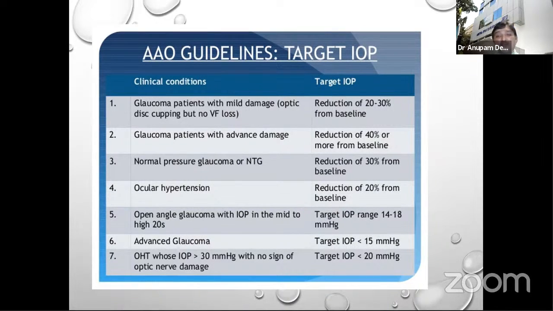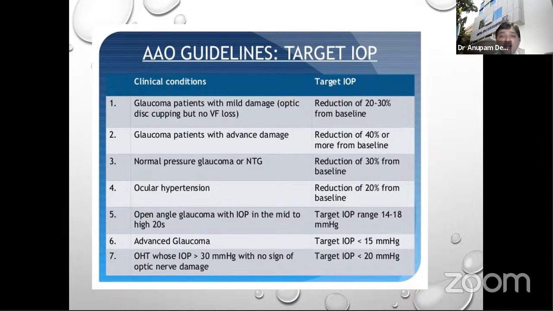Glaucoma patients with advanced damage, reduction of about 40% or more from the baseline. If it's a normal tension glaucoma, then reduction of about 30% from the baseline. Ocular hypertension, reduction of about 20% from the baseline. Open angle glaucomas with pressure in the mid to high 20s, you might keep a range of about 14 to 18 for these kinds of patients. In case of advanced glaucomas, 15 or less would be a good IOP for them. And if you have an ocular hypertension whose pressures are high, like maybe more than 30 millimeters, then get that target IOP down to about 20 or a little less.